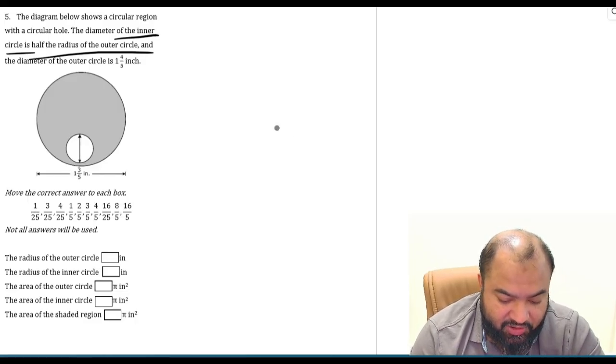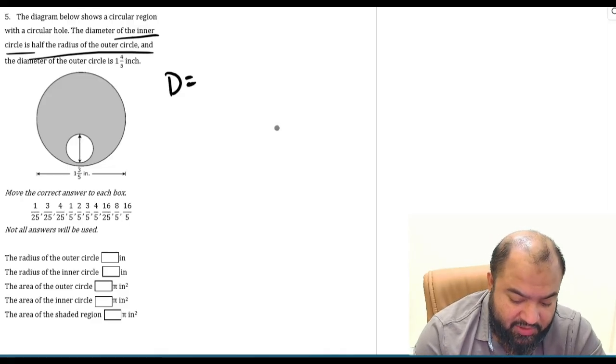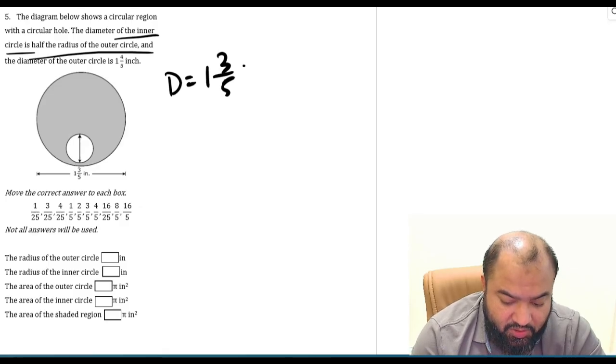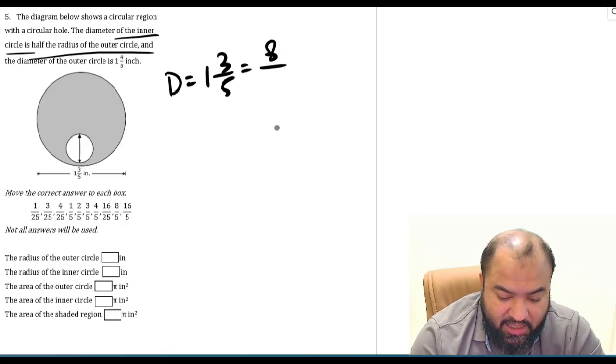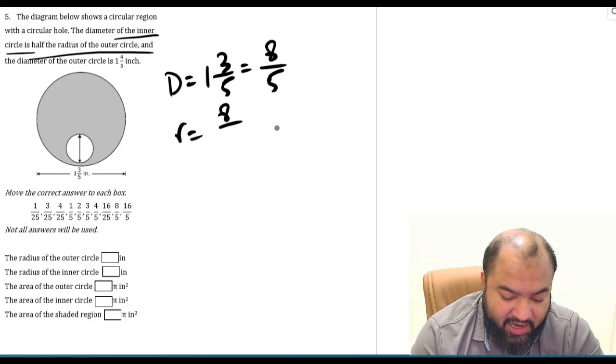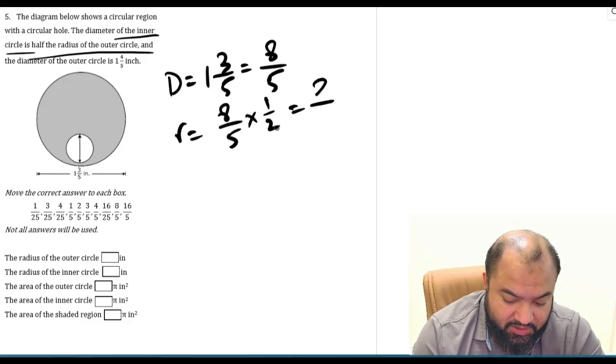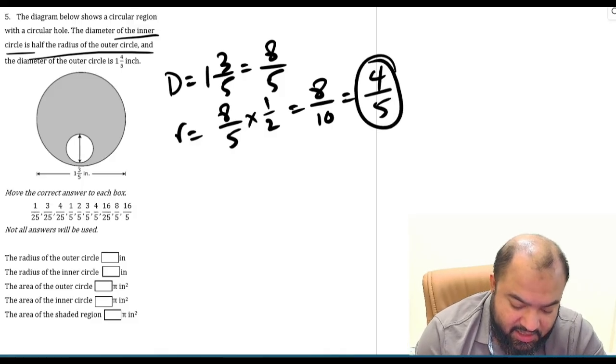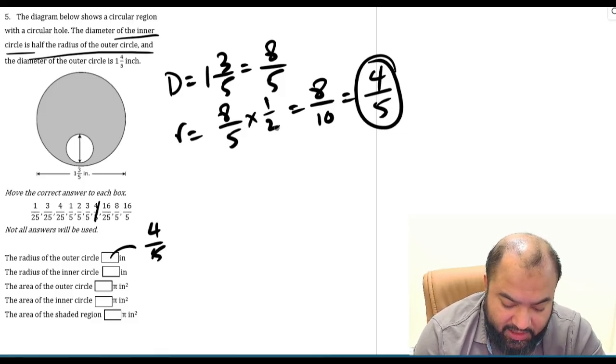The radius of the outer circle. First of all, the diameter of the outer circle, the big one, is 1 3/5. It's right here on the bottom. So let's make it an improper fraction, 8/5. Right? And the radius will be half of it. So that's 8/10. I guess simplify it to 4/5. Simplify means divide both by 2. So 4/5 is the radius. So the first answer, the radius of the outer circle, is 4/5. It's one of these, like this one.